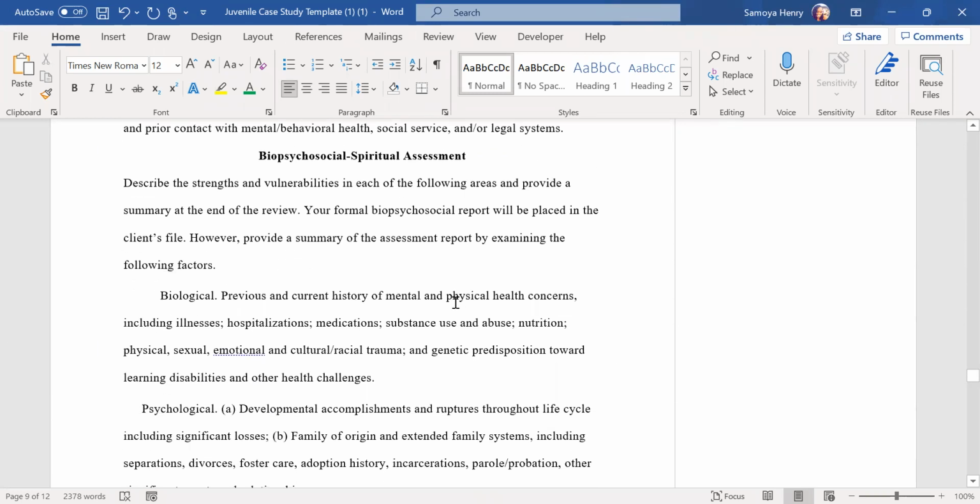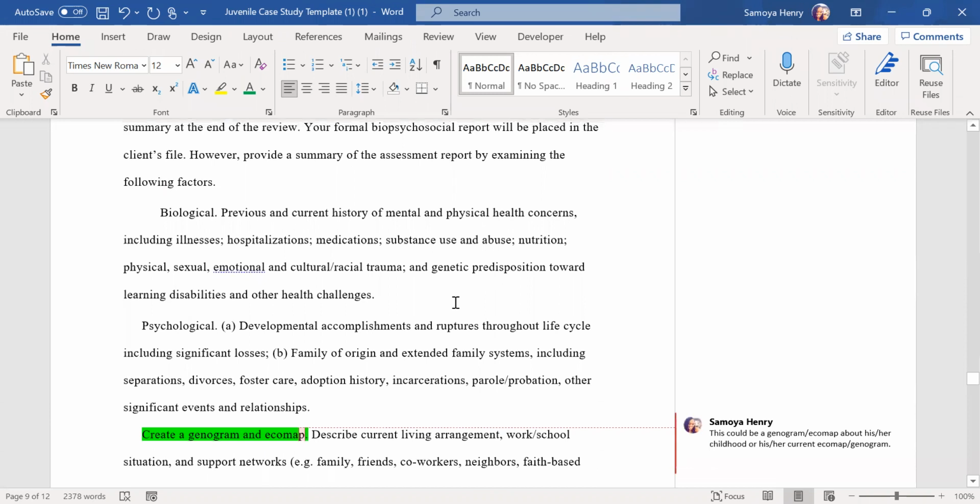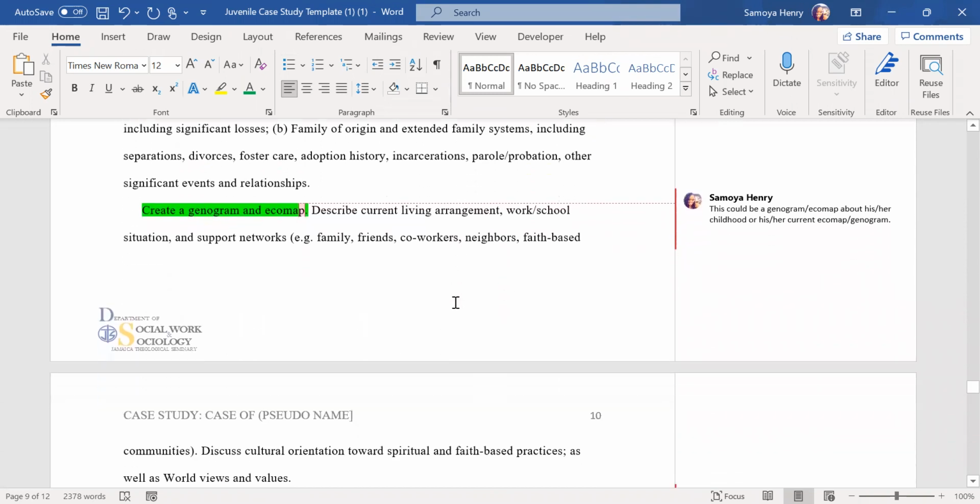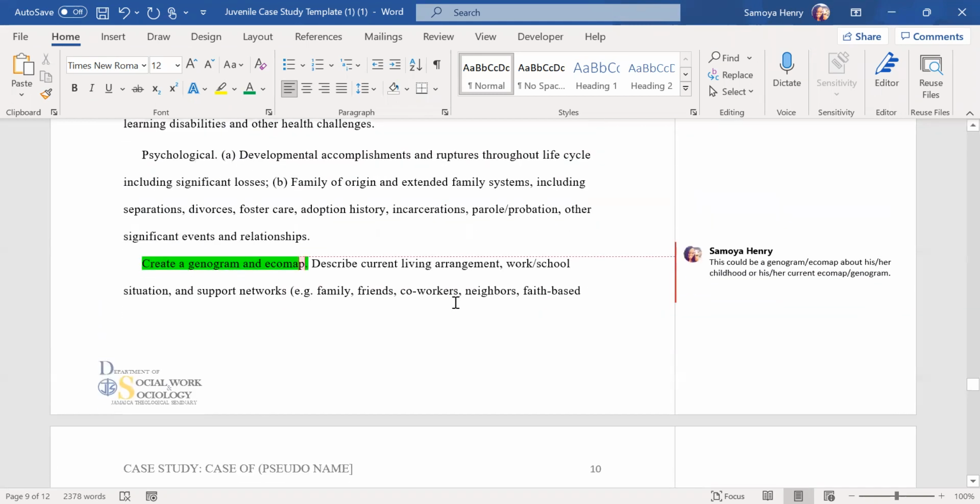And once again, it just depends on the information that you have. So if you don't have any information about her spiritual life, or about her genogram or her economic situation, if they don't provide that to you, simply say information not available. This is what we do in real life. This is how it works, right? I want you guys to experience, as much as possible, how it works in real life.